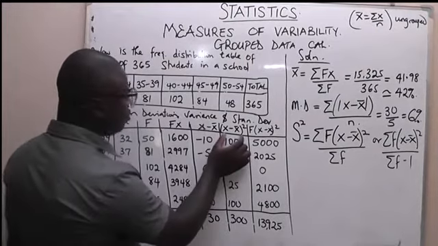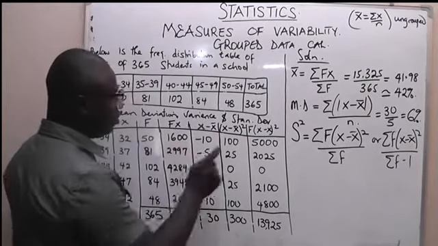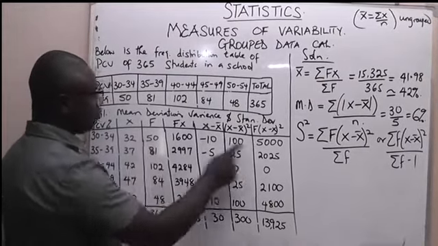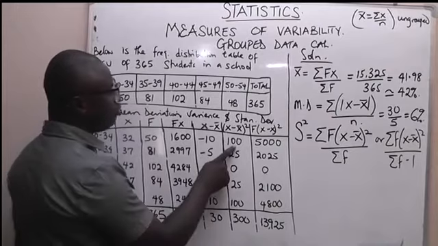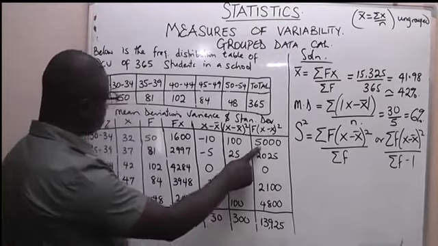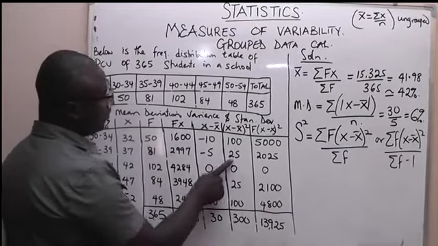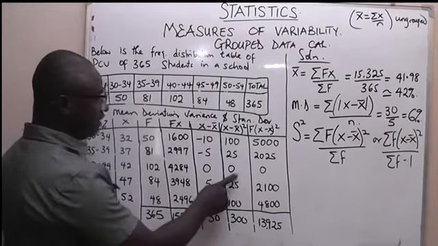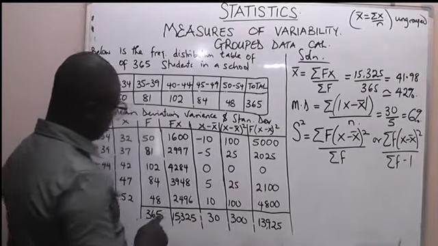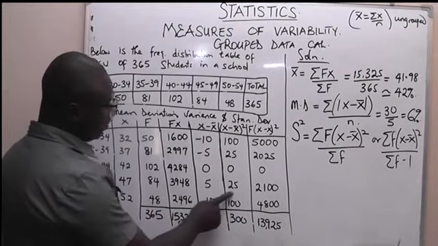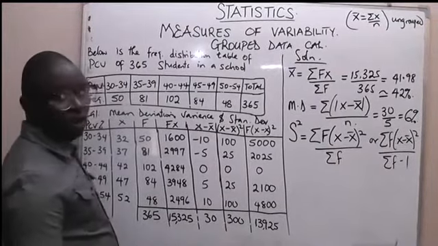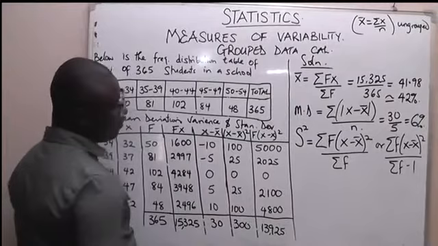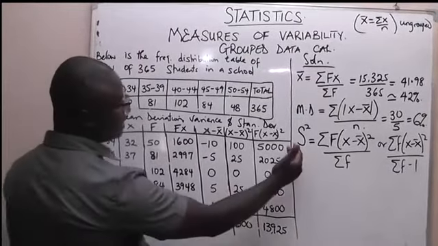Now, this will be multiplied with f. What is our f? Our f values are these. So 50 for this first row. For this first row, 50 multiplied by 100 will give you 5,000. Then 81 multiplied by 25 will give you 2025. Then 105 multiplied by 0 will still give you what? 0. Then 84 multiplied by 25 will give you 2,100. Then the last one, 48 multiplied by 100 will give you 4,800. Now, that's how we got this last column.